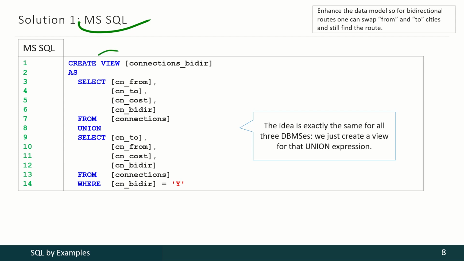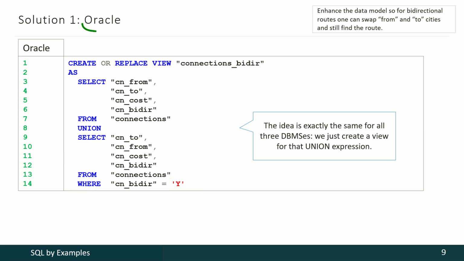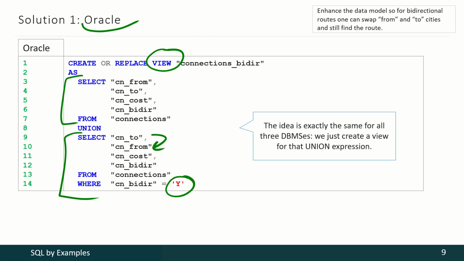Here we are also creating a view, and in that view first we are selecting all connections, and then we are selecting only bidirectional connections, and here we switch places for this field from the second one to the first one, and for this field from the first one to the second one. And for Oracle the solution is also exactly the same. Here we are also creating a view, and in the first query we are selecting all connections, and in the second query we are selecting only bidirectional connections, swapping those places.